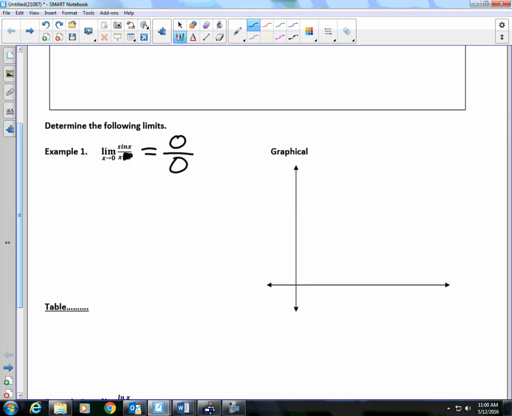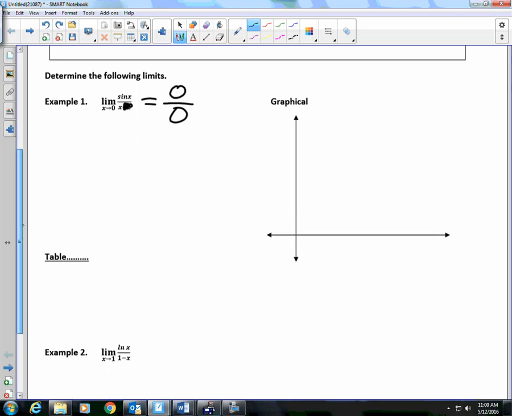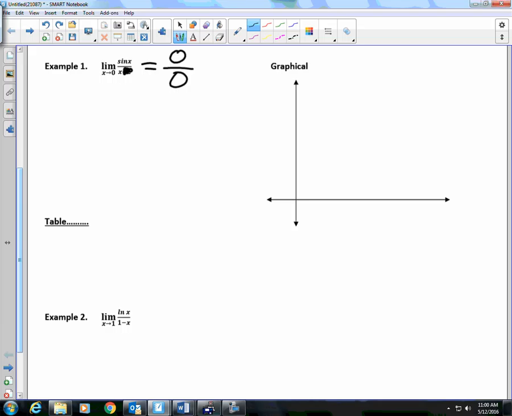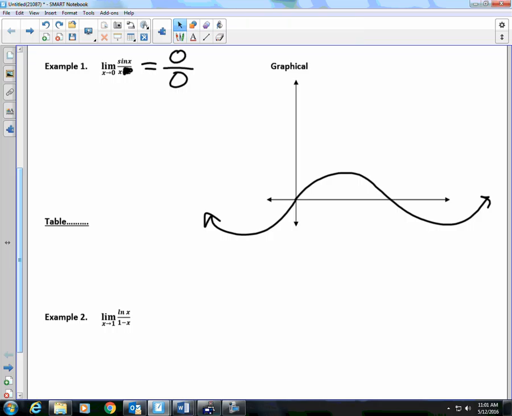So let's investigate a little bit of what's happening here. At first, I'm going to look at a graphical approach. Everybody agree that that's the graph of sine of x? Then I'm going to look at the red. The red, at least approximately, is the graph of x.